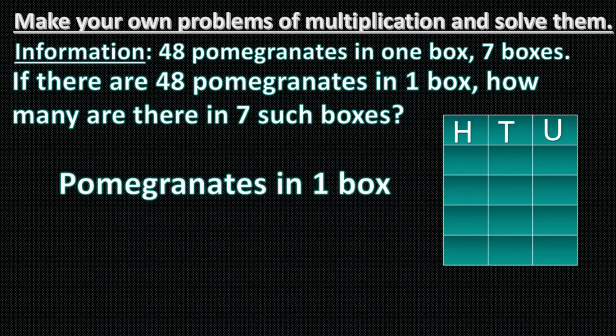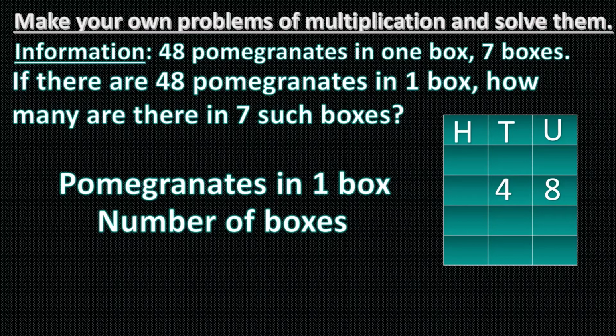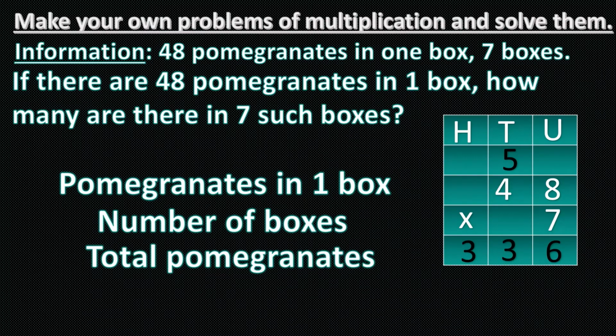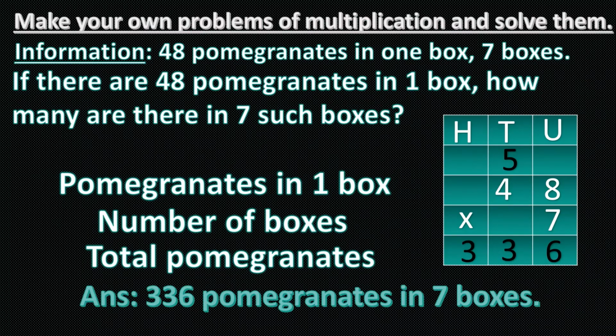The first statement will be pomegranates in one box, 48. Number of boxes, 7. Multiplication sign. 7 8s are 56. So we write 6 in units place, 5 in tens place. 7 4s are 28. 28 plus 5, we get 33. Write 3 in tens place, 3 in hundreds place. Total pomegranates. The final statement will be 336 pomegranates in 7 boxes.